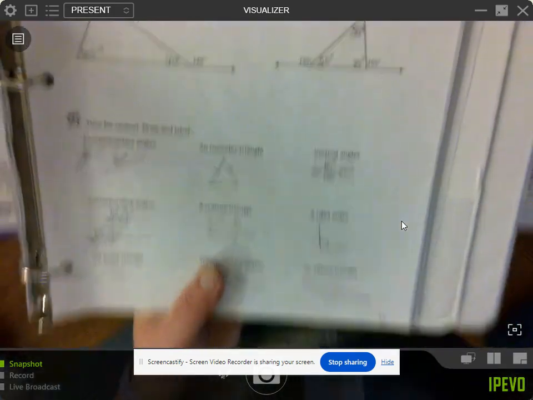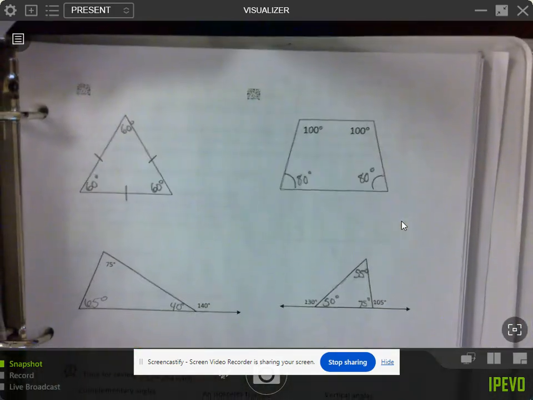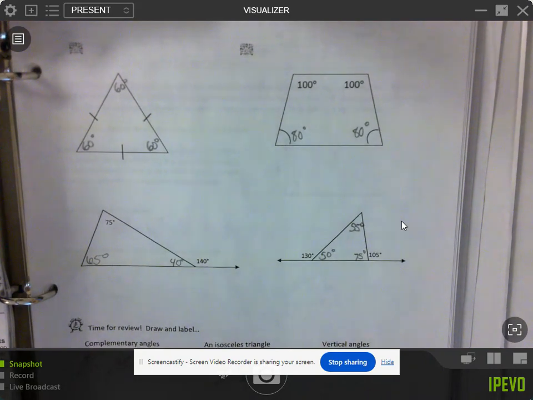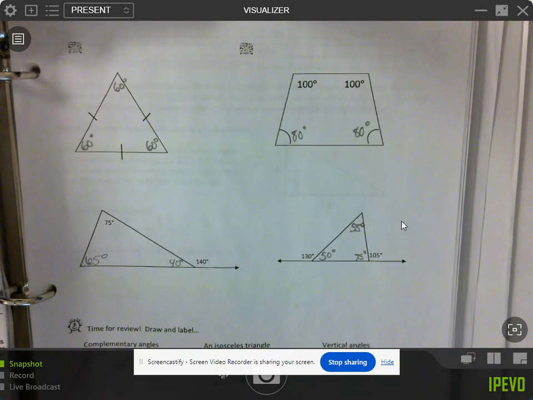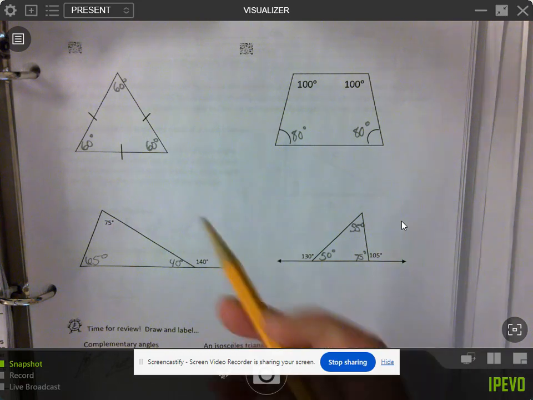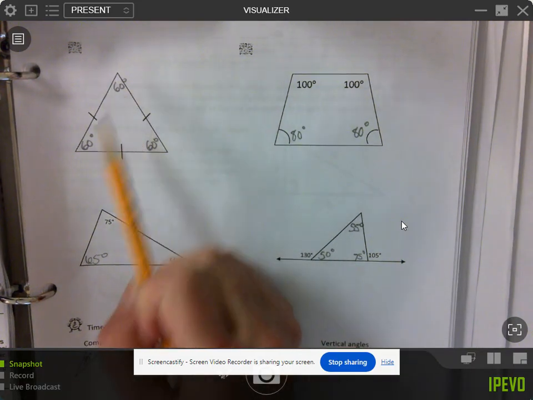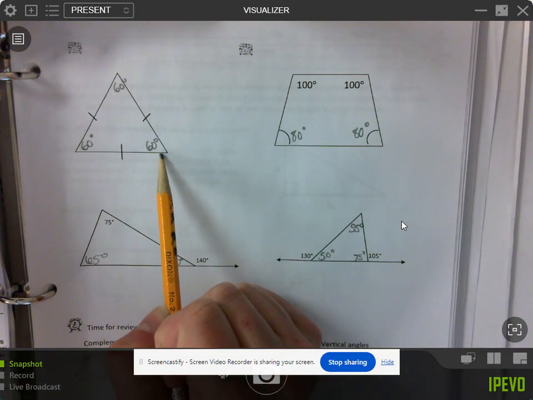So for this objective, we are using previous knowledge from other objectives. So knowing a right angle is 90 degrees, and knowing supplementary angles, that we need to know to answer this. I want to really point out where our angle measurements go.